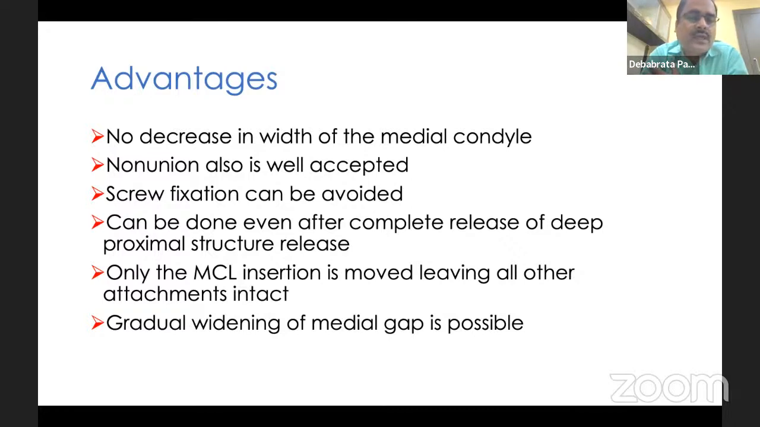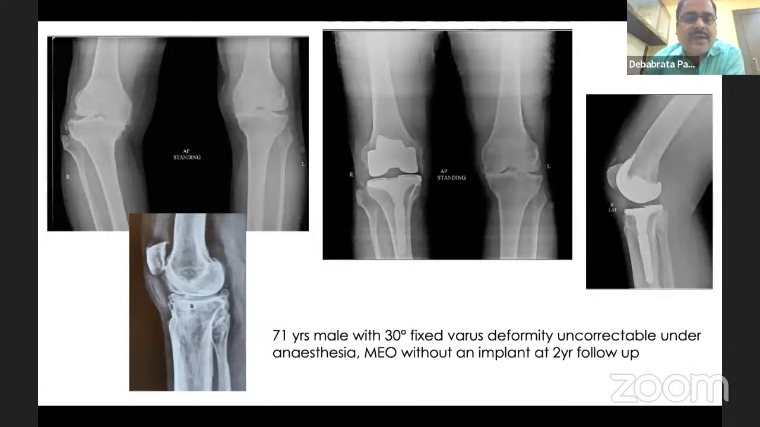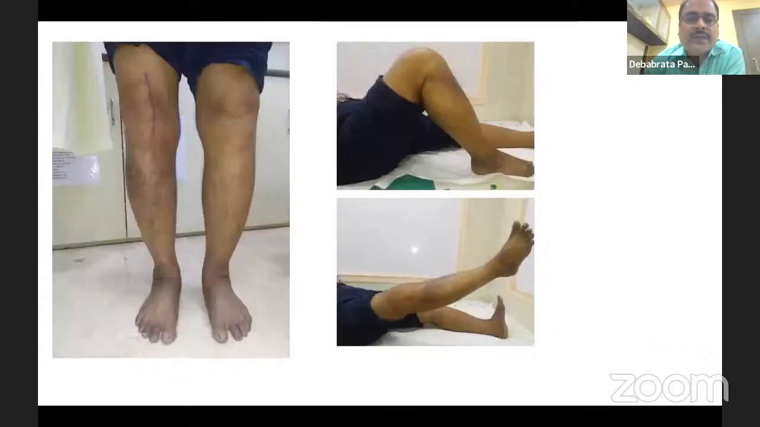But when you see after release that there is laxity on the lateral side, then we can go ahead and do a medial epicondylar osteotomy like this. So this is another case, a 69-year-old lady with 20-degree varus, but medial tibial subluxation, which needed a medial epicondylar osteotomy due to uncorrectable deformity after soft tissue release and tibial reduction. And this is another patient, 71-year-old, post-traumatic varus, fixed varus, 30-degree uncorrectable under anesthesia, medial epicondylar osteotomy without an implant at 2-year follow-up, has good range of movement and good function.